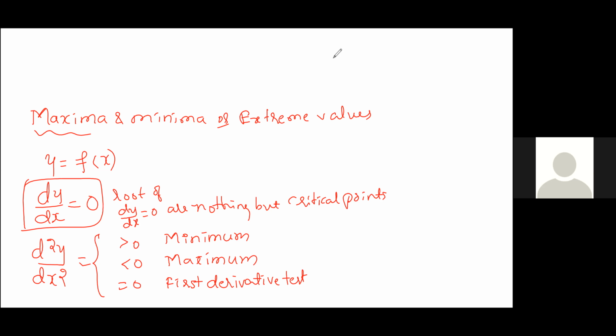Once you substitute the value, we will know the value of d square y by dx square. If it is greater than 0, then at that critical point the function will attain its minimum. If it is less than 0, then it will attain its maximum. If it is equal to 0, then you have to apply the first derivative test. Based on the first two cases, less than 0 and greater than 0, those two conditions only problems will be there.